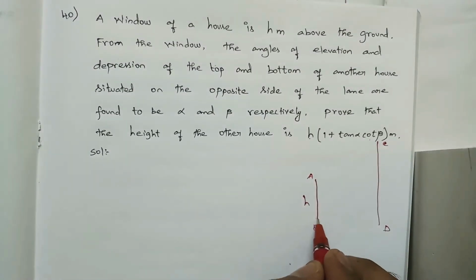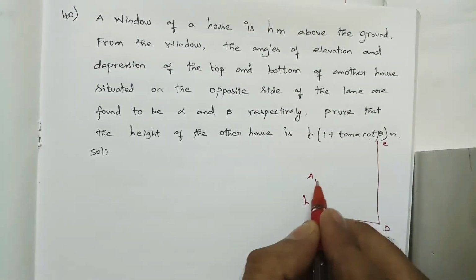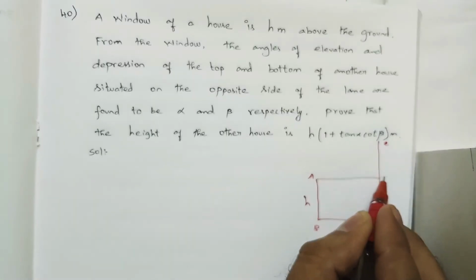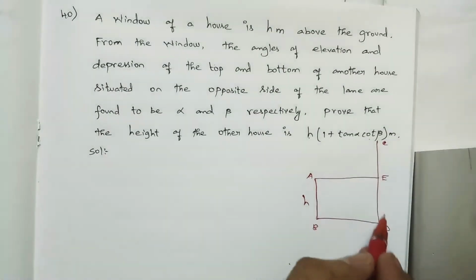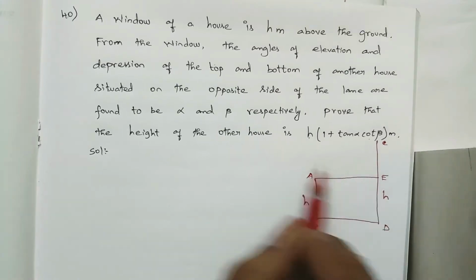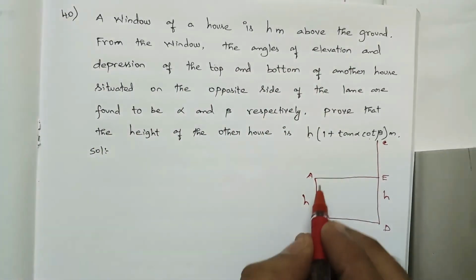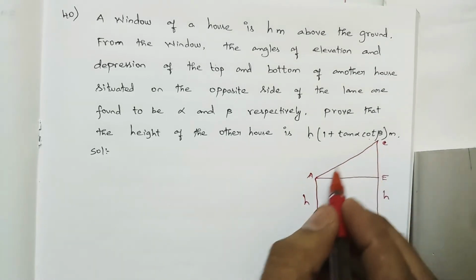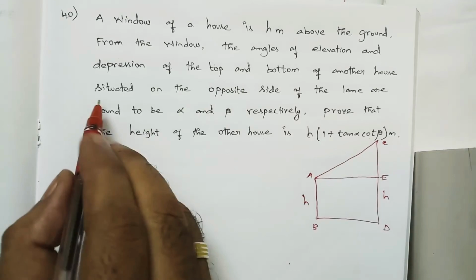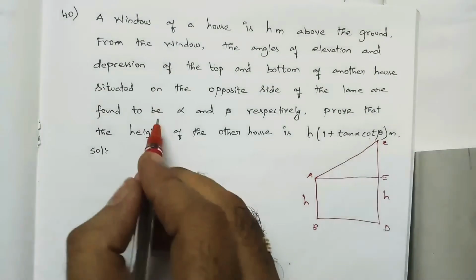So see that, this is a plane surface, right? AB is h meter, right? I am just drawing the horizontal line, and this is the E point, right? AB is h meter and ED is also h meter, right? And what they are saying, from the window, the angle of elevation and the depression. So angle of elevation means from A to C, that is named angle of elevation. Line of sight, horizontal line. So what is the angle? Alpha and beta respectively.